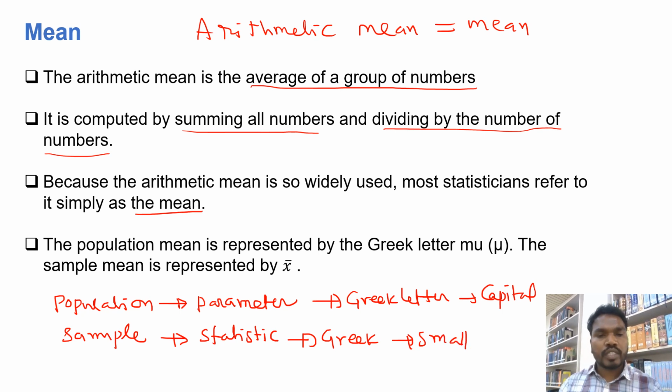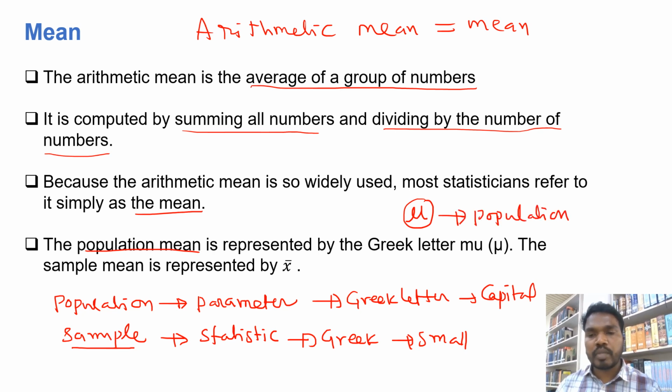Clear? So here we have the population mean and the sample mean, right? The measures of central tendency for both population and sample are the same. The only difference is the way of representation, the letters we use. For example, we use the letter mu to represent the population mean, and we use the letter x bar, that is x with a bar on top, to denote the sample mean. Okay.